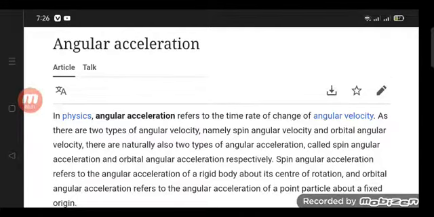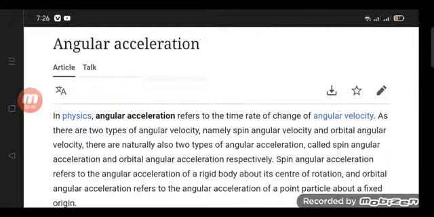Angular acceleration. In physics, angular acceleration refers to the time rate of change of angular velocity. As there are two types of angular velocity, namely spin angular velocity and orbital angular velocity, there are naturally also two types of angular acceleration called spin angular acceleration and orbital angular acceleration, respectively.